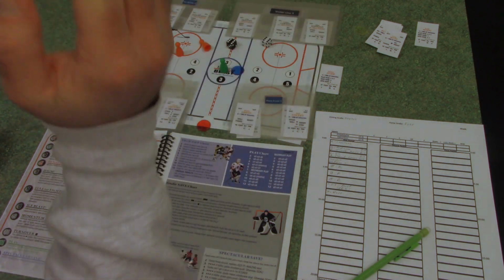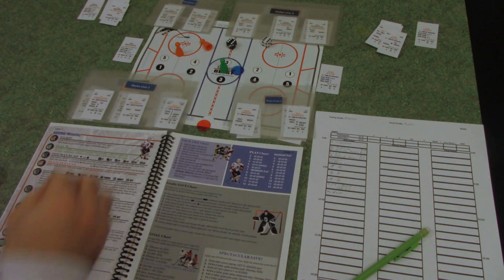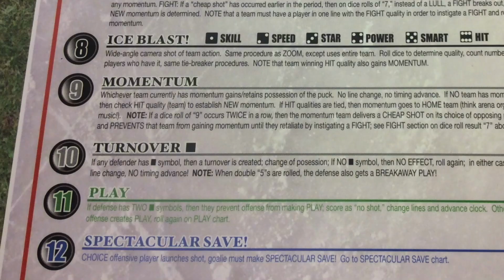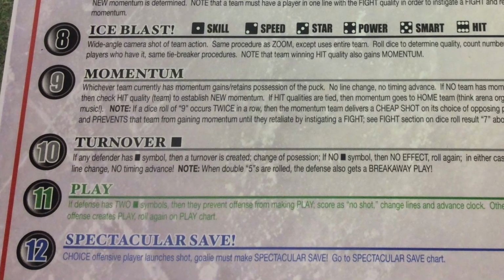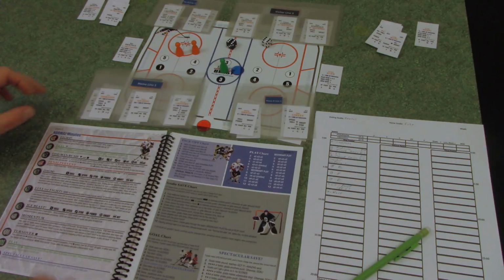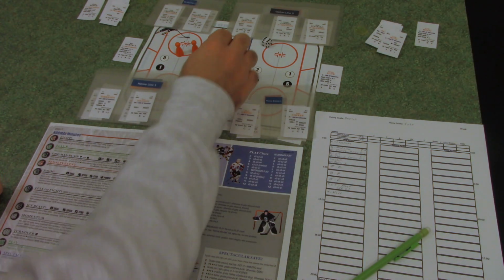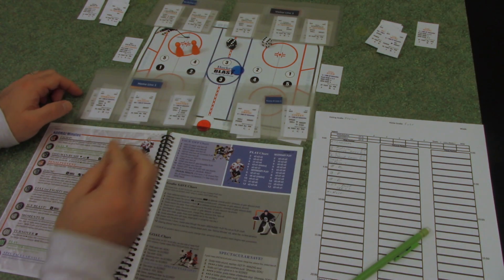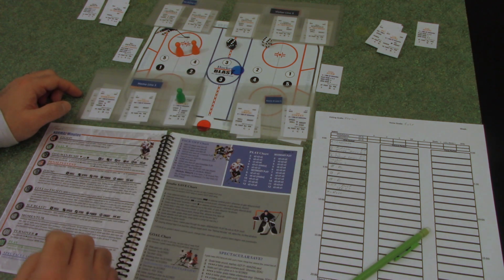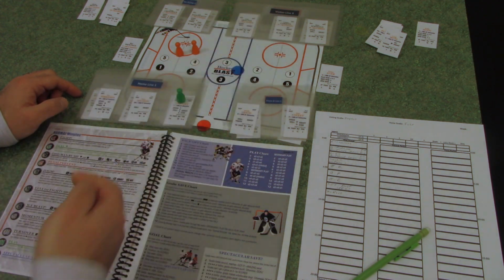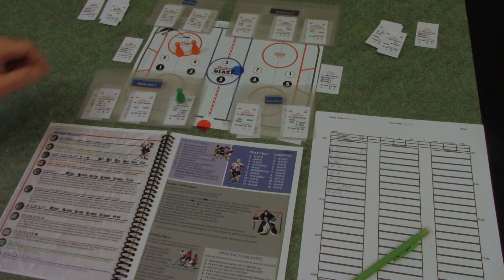All right. Edmonton with control of the puck. Let's see what they do. We get a total of 12. And this is a spectacular save. So there's just an immediate great shot on goal. So I'll get to choose. And, well, we'll have the great one take the shot. And we're going to go right to the spectacular save chart.